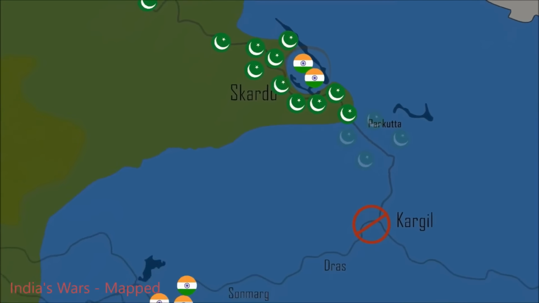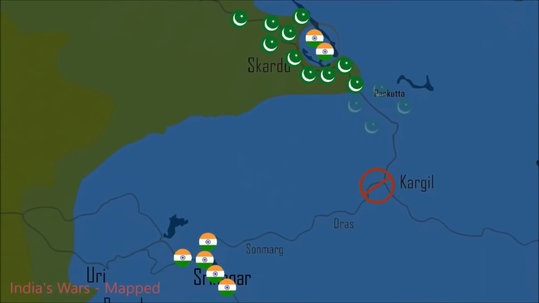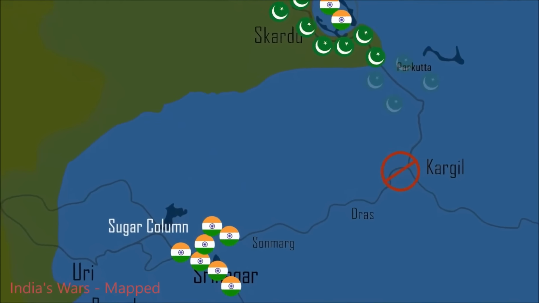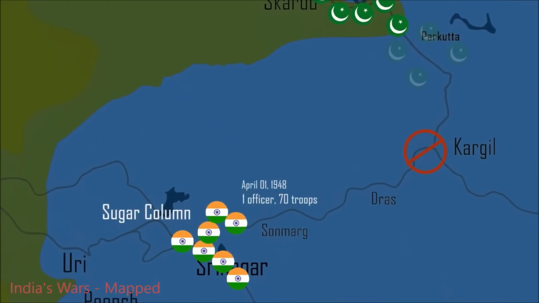Srinagar, meanwhile, after the unfortunate failure of the Biscuit Column, sent the next reinforcement force to Skardu on April 1, 1948. The reinforcements, called the Sugar Column, were divided into 3 columns. First column, with 1 officer and 70 troops under Major Couts, departed for Kargil on April 1, 1948. The orders for them were to move to Parkata, close to Skardu, and set up a firm base of operations there.